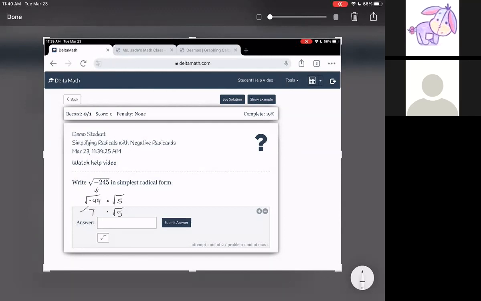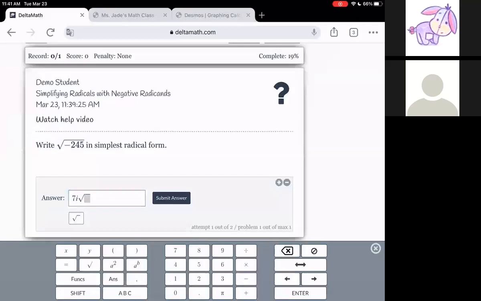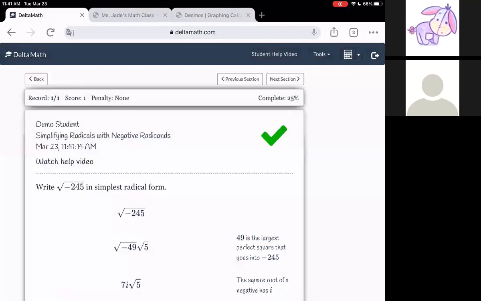7. Good. And because it is a negative, what letter do I have to write to represent our imaginary piece? Good, because you can't usually square root a negative. However, we are working with square roots of negatives, and so we have the imaginary number, 7i square root of 5. And this is your final answer. Okay, so I'm going to go ahead and type that in. 7i square root 5. And we will submit this. Cool. Okay, any questions on this one?